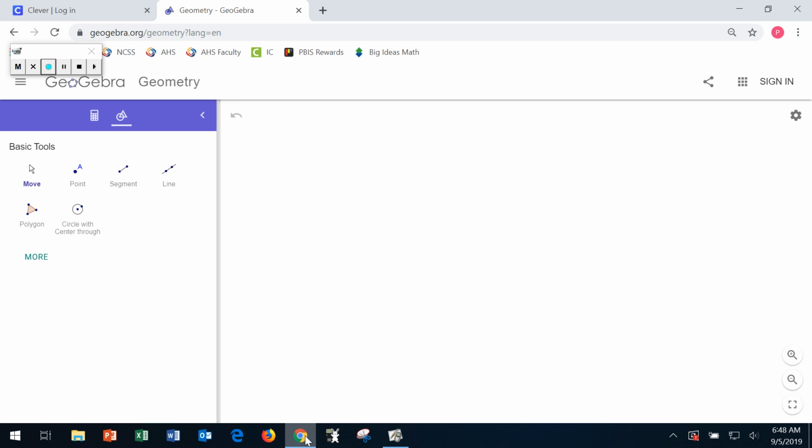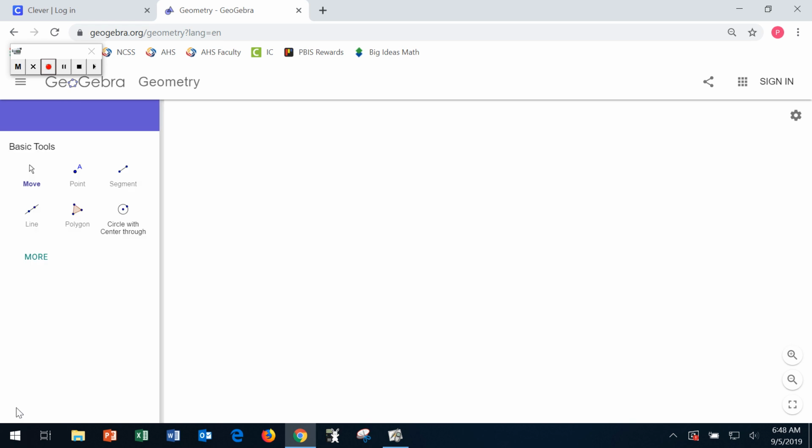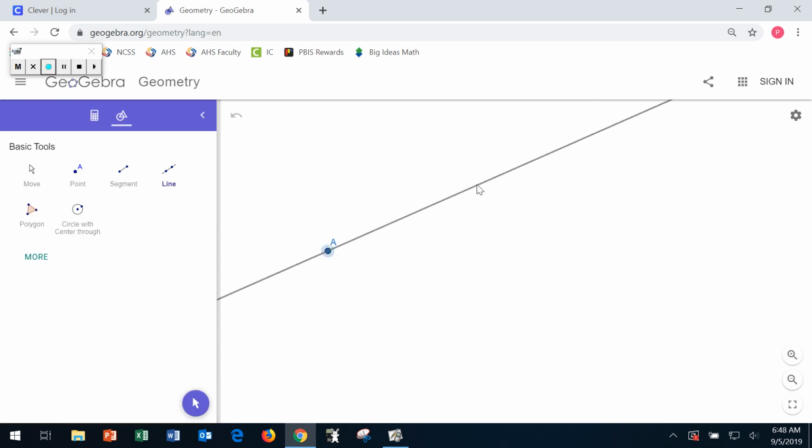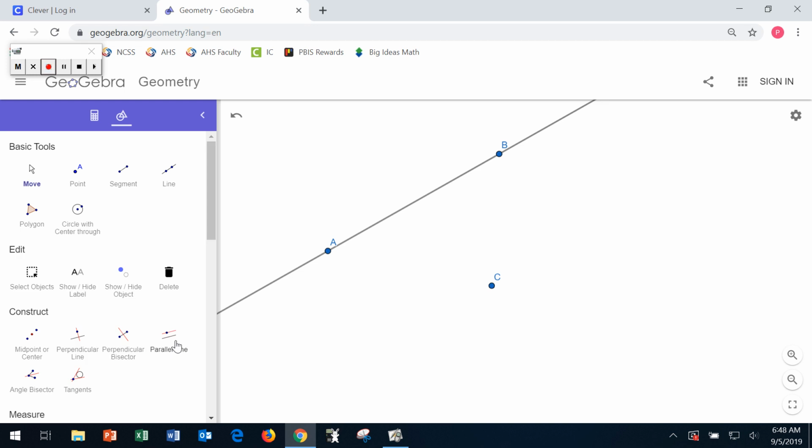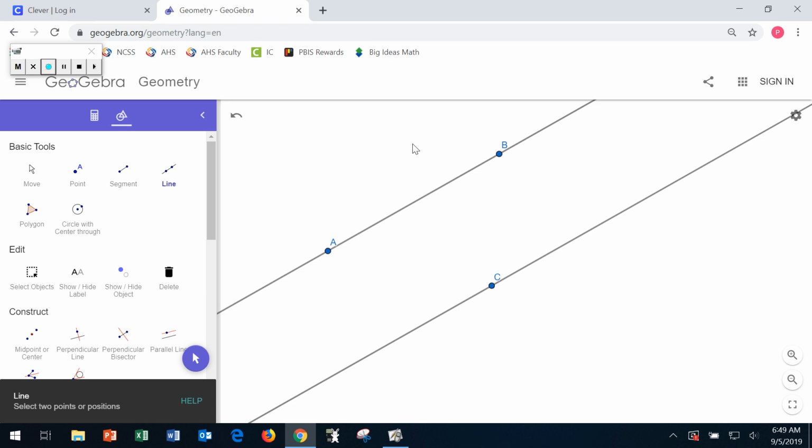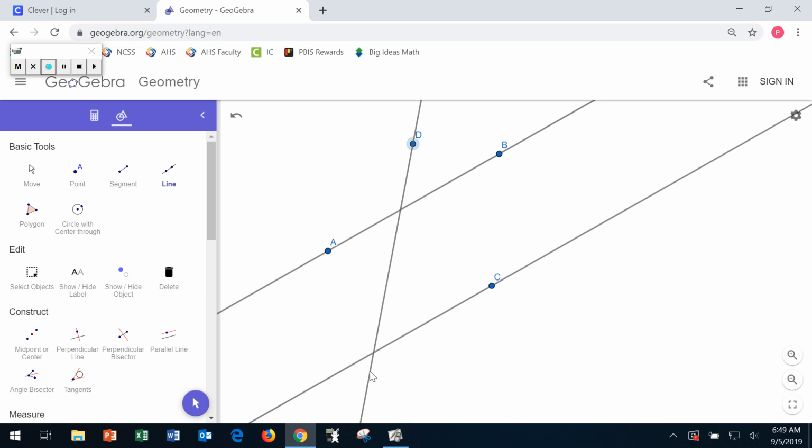Alright, so it said to draw two parallel lines. So you can go to GeoGebra, and I'm going to draw a line, and this is my line AB. Then I'm going to put a point. Then I'm going to create my parallel lines. There we go. And then I'm going to draw a transversal, and I'm going to call this transversal line DE. Okay, and now I'm going to put these points so that I can do my angles.